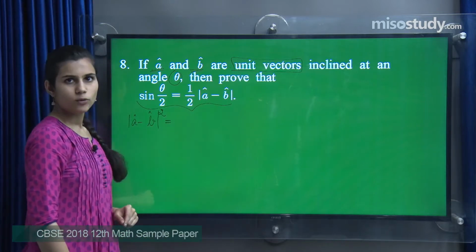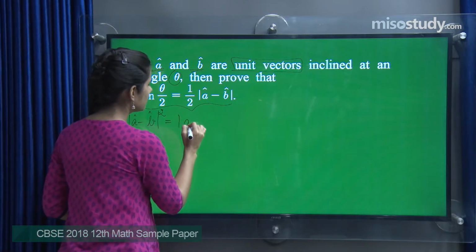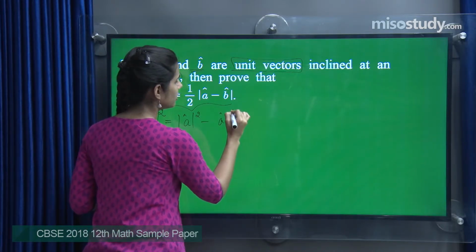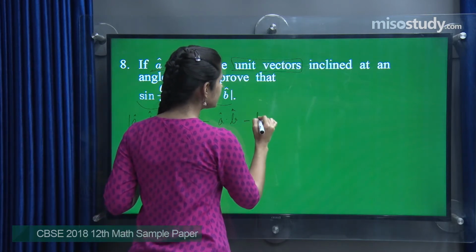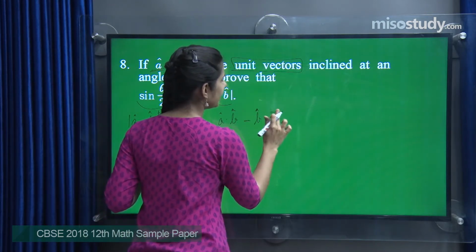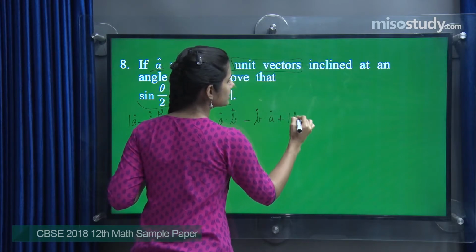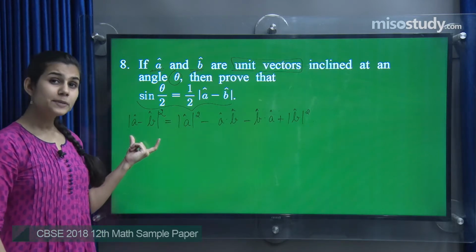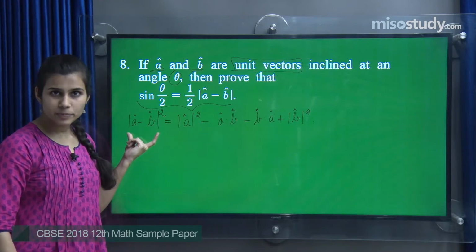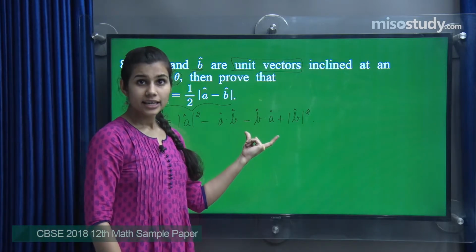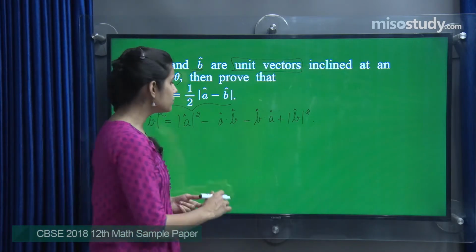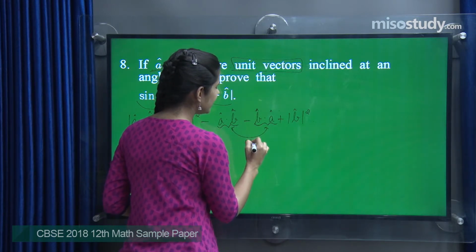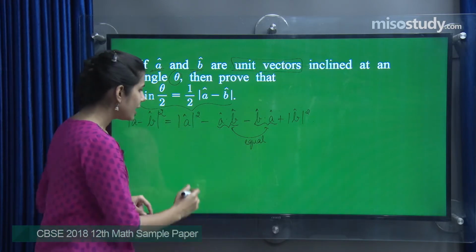If I take the square, what happens over here? You get mod a square minus a dot b minus b dot a plus mod b square. That's the formula. That's the concept you require. You should know the formula of this particular expression. Something very easy. In fact, after this another concept is used, that the dot product of A and B and A is equal.